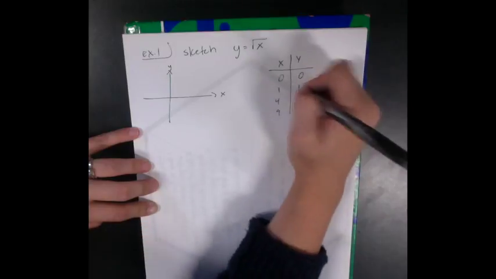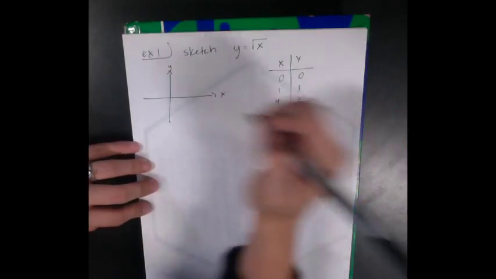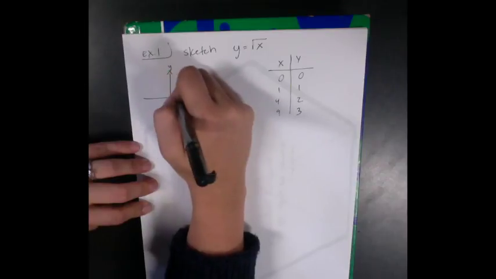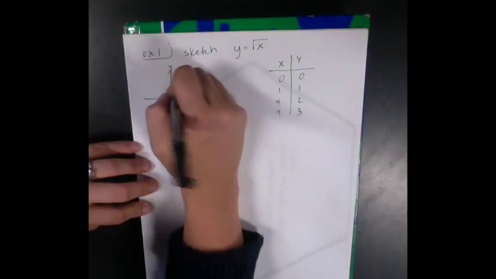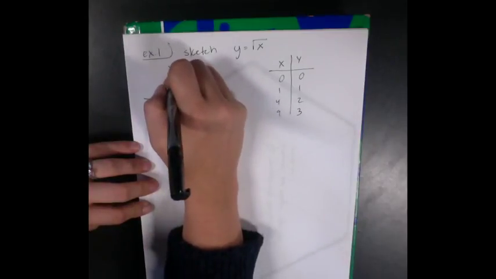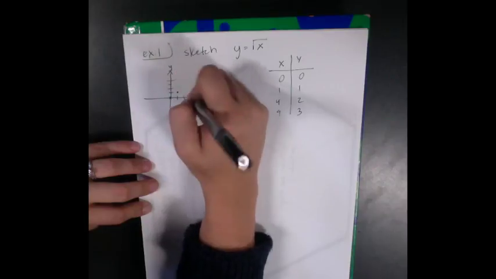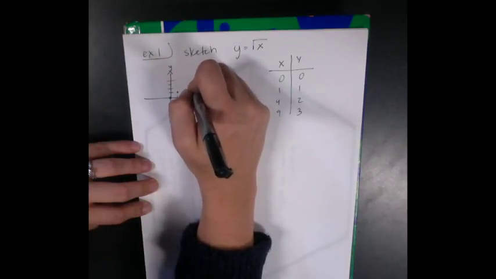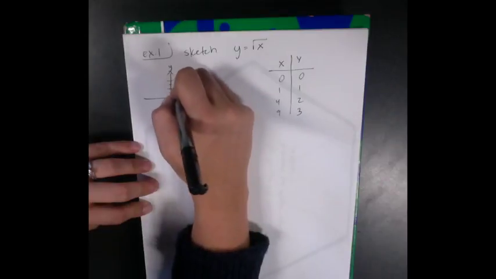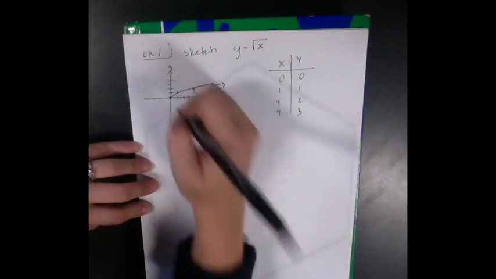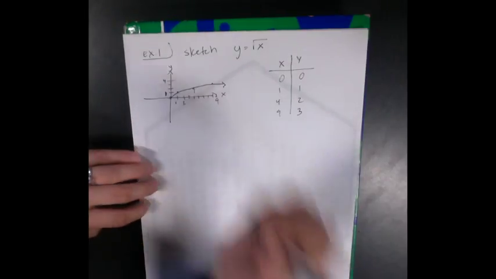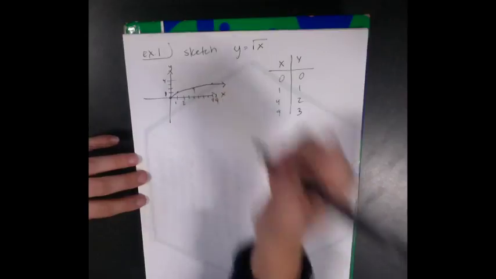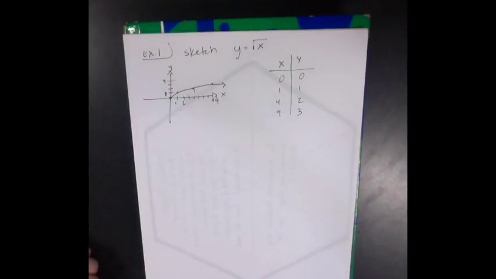Square root of 0 is 0, square root of 1 is 1, square root of 4 is 2, square root of 9 is 3. So 0, 0, 1, 2, 3, 4, 5, 6, 7, 8, 9. Square root of 1 is 1, square root of 4 is 2, square root of 9 is 3. There's my graph. Now I'm going to label my points. You can label just as many as I do. You don't have to label much more. That's the graph of y equals the square root of x.